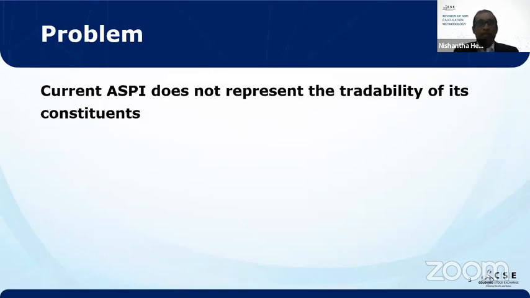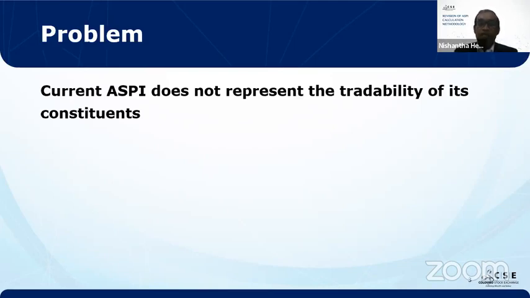And so what's wrong with the current index? The current index, as I alluded, is weighted based on the total market capitalization of each company. And the problem with that is it doesn't represent the tradability of the constituent. For example, what would happen if the public holding is very small, say 1% or even 0.5%?